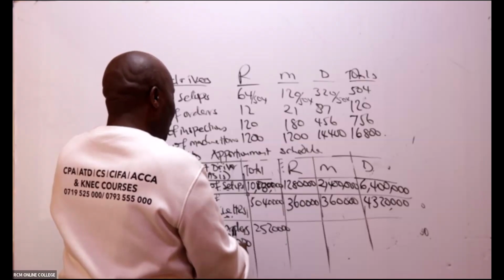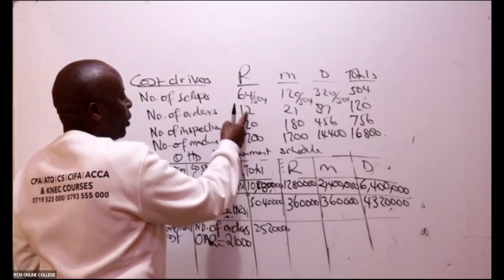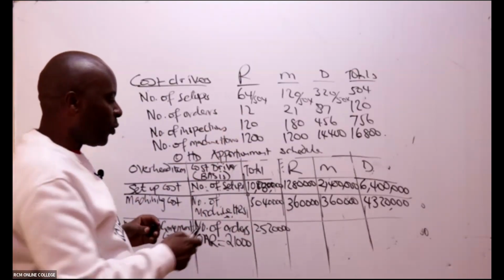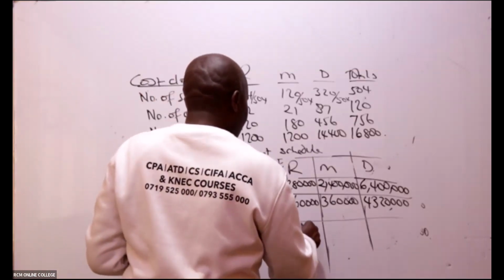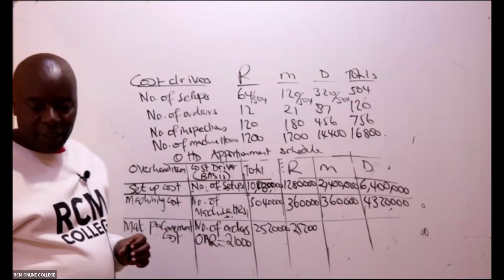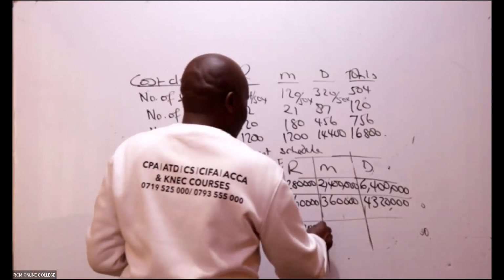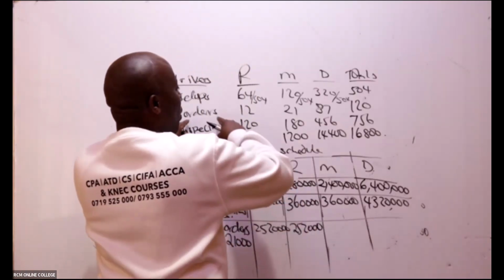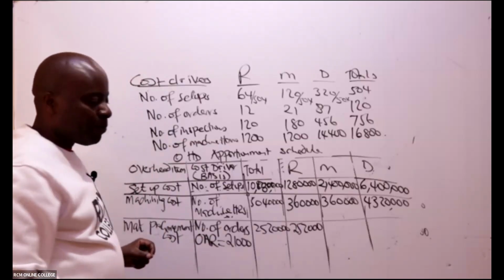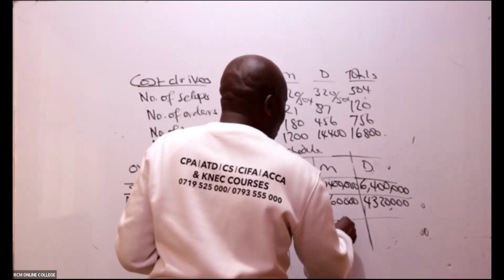So for R, it will be 21,000 times 12, which is 252,000. Is that the case? 252,000, right? How about in this case here for M? Orders of M are 21. So 21 times this OAR of 21,000 will give me 441,000.